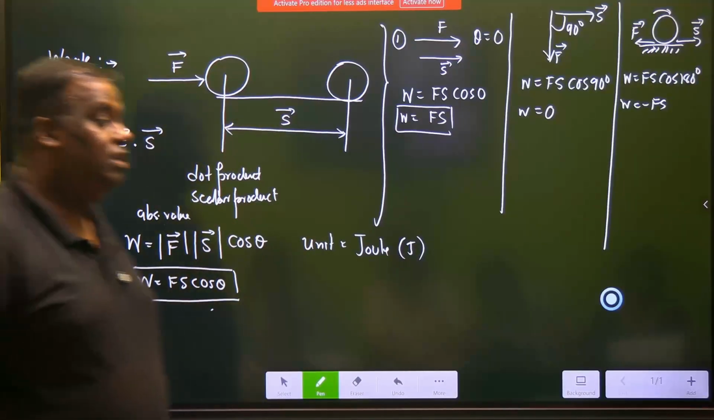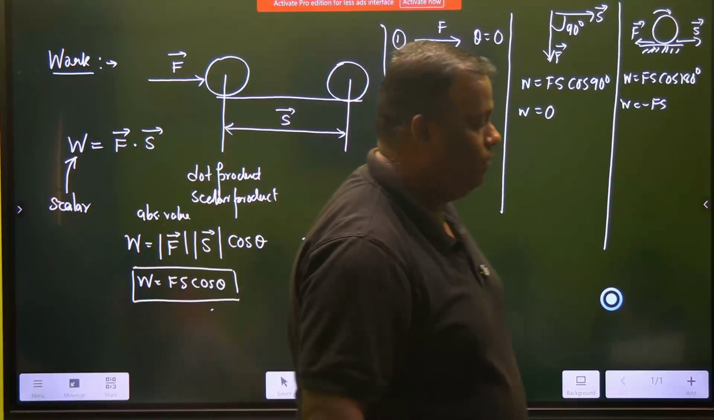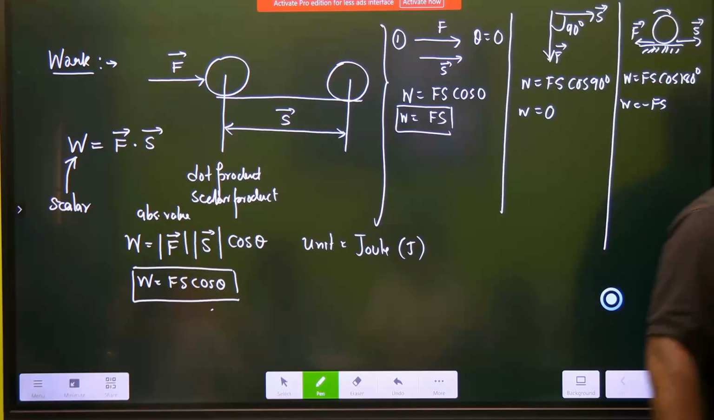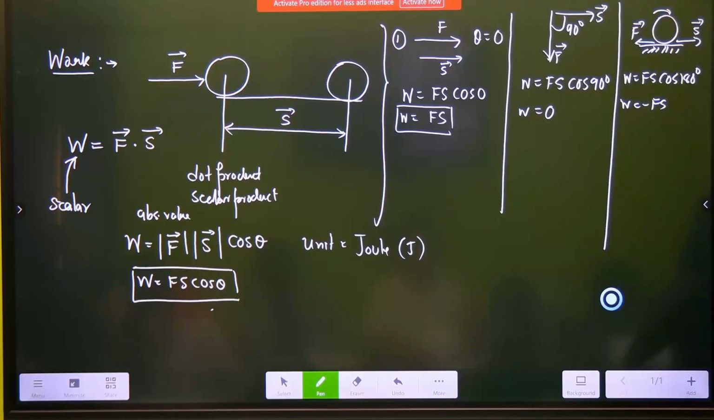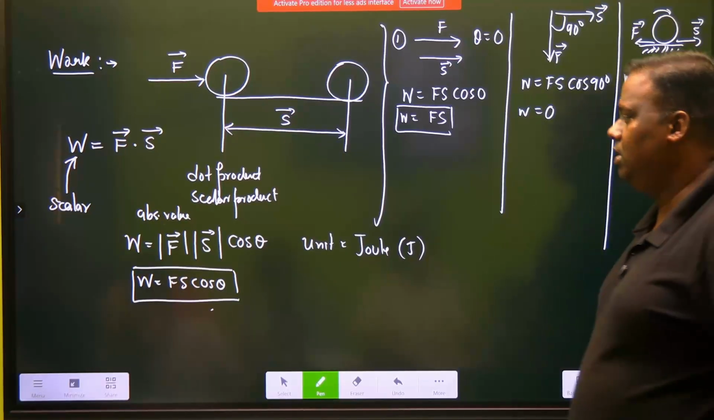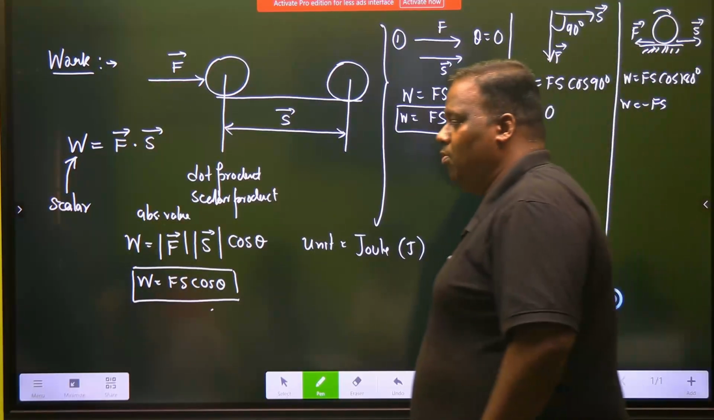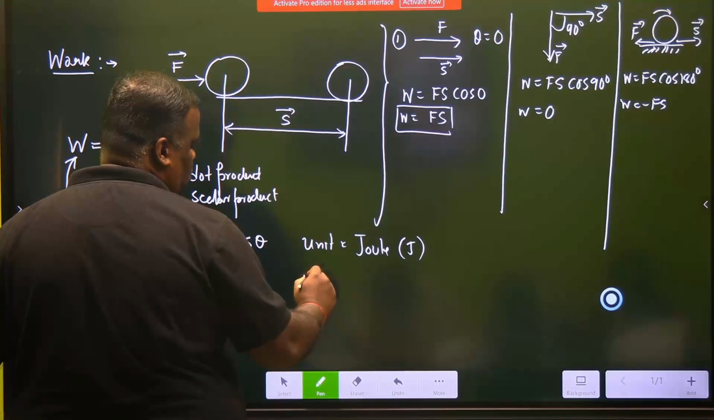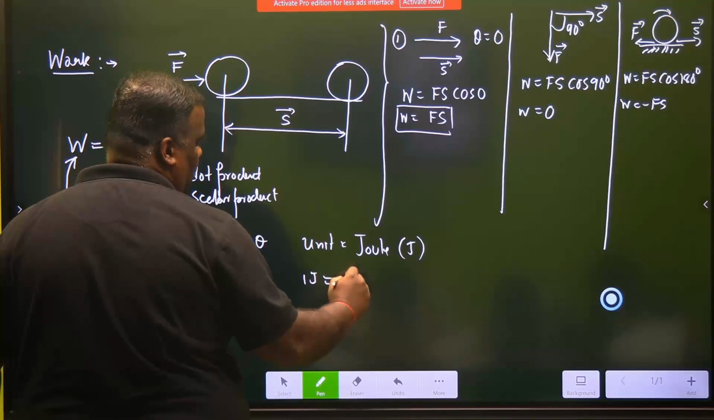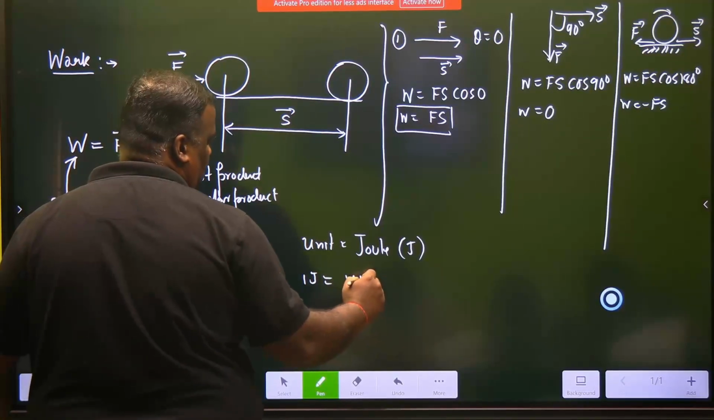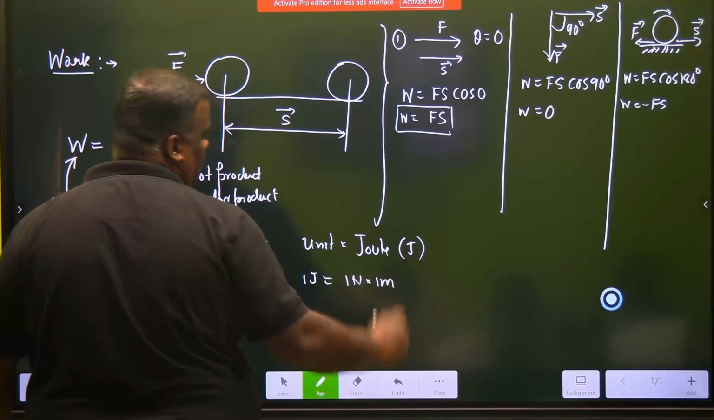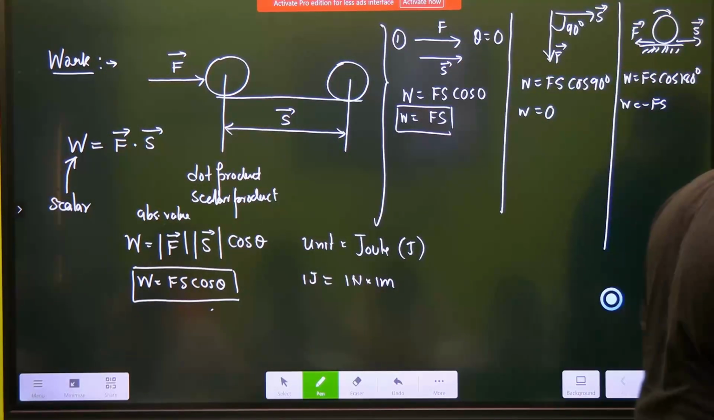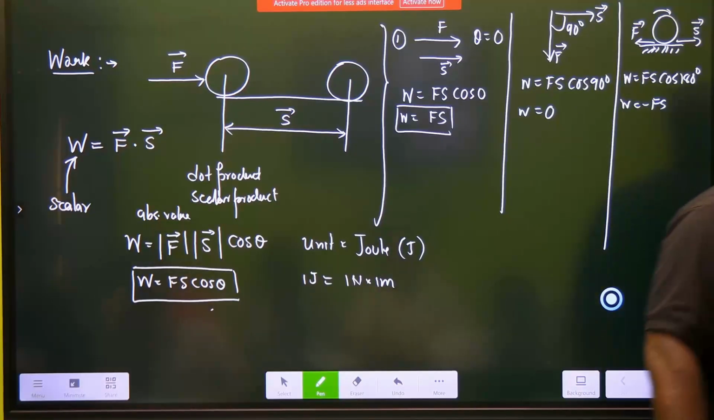So the question may be: define 1 joule. This you should write, define 1 joule. So how will you define? 1 joule of work is said to be done when a force of 1 Newton displaces a body by a displacement of 1 meter along the direction of the force.